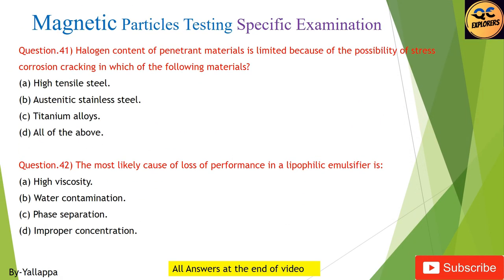Question 41. Halogen content of penetrant materials is limited because of the possibility of stress corrosion cracking in which of the following materials? High tensile steel, austenitic stainless steel, titanium alloys, all of the above. Question 42. The most likely cause of loss of performance in a lipophilic emulsifier is high viscosity, water contamination, phase separation, improper concentration.